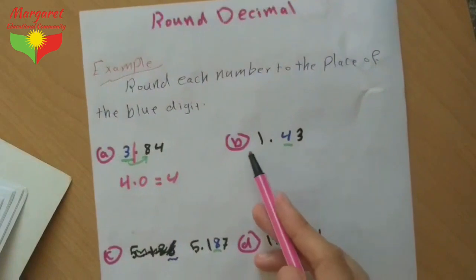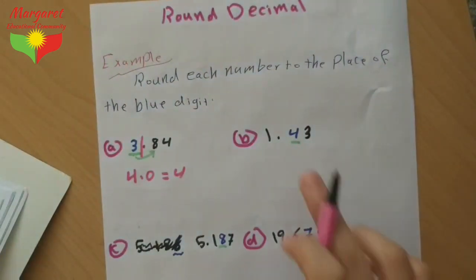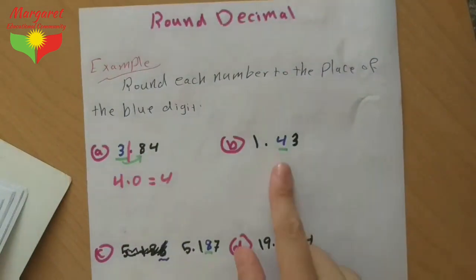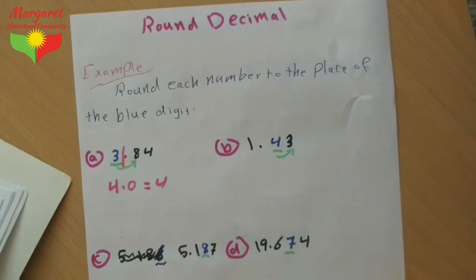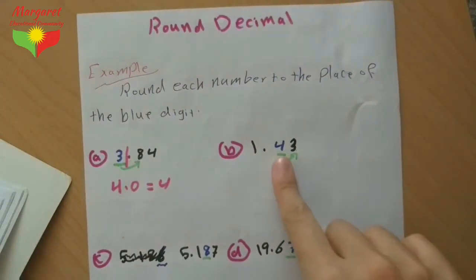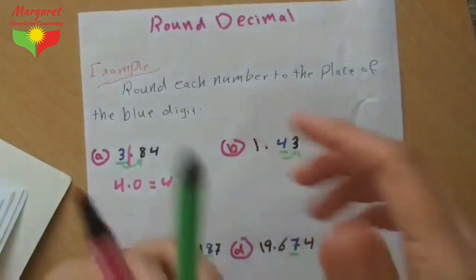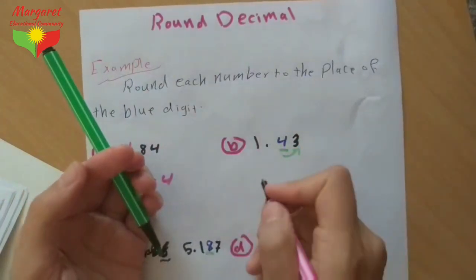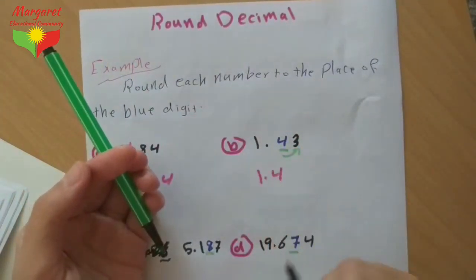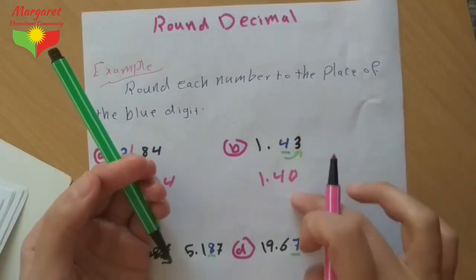From part B, 1.43, hundredths. The blue digit is number 4. To round the number 4 you must look in the next number. We have number 3, which is less than 5, so it stays the same number, 1.4, and from place 3 you must write 0.